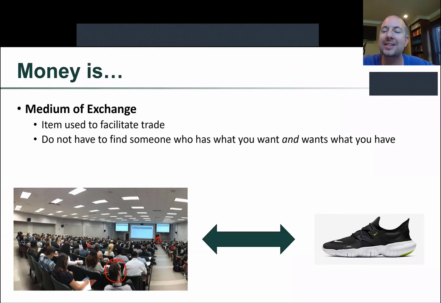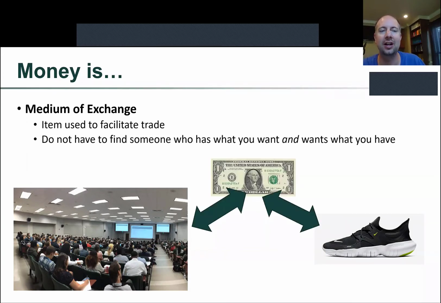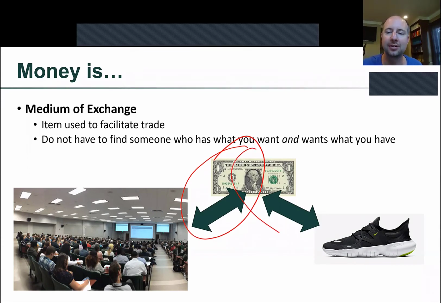But what if that guy's not there? If we have money, that gives us this nice advantage that you do not have to find someone who has what you want. So he has shoes and wants what I have, which is a great economics lecture. Instead, Michigan State can pay me money, and then I can take that money, go to the store and buy some shoes. So that's the first use for money, as a medium of exchange.